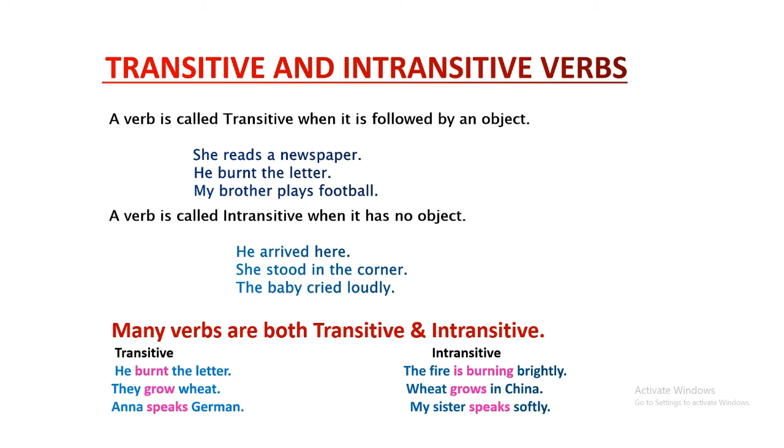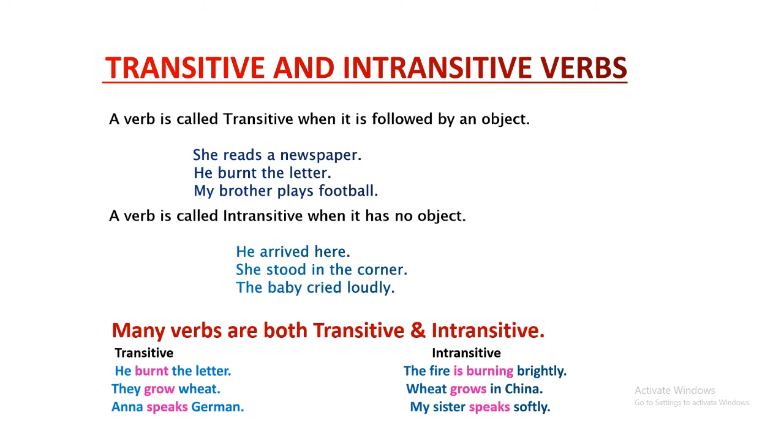Now it's the last type of verb, transitive and intransitive verbs. What are these? You know, in a sentence there are three parts: subject, verb and object. You know what the subject is and what the verb is. So what is the object? The object is the word which receives the action in a sentence.